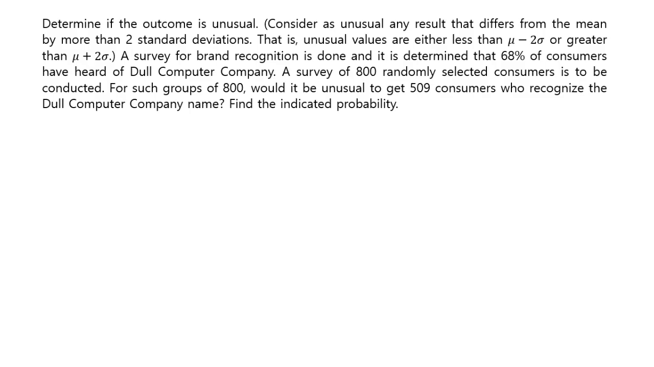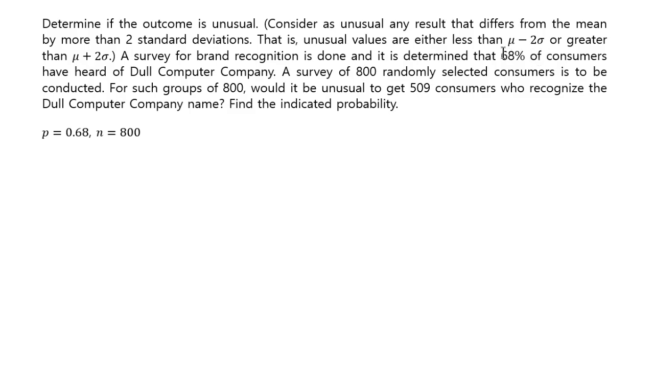Determine if the outcome is unusual, where unusual means here it's further than 2 standard deviations from the mean. So this is about the Dell Computer Company, where the brand recognition rate is 68%, and there's a survey of 800 randomly selected consumers, and the question is, would it be unusual to get 509 consumers who recognize the Dell Computer Company name? And also it's asking to find the indicated probability. All right.